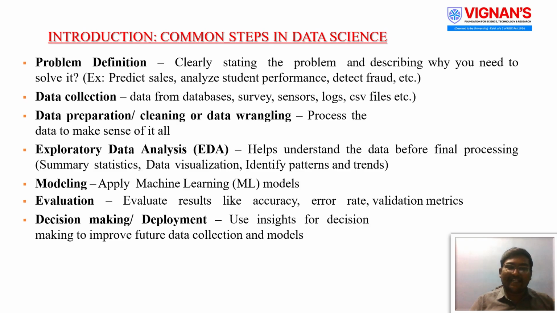Next is data collection. Data can be gathered from multiple sources such as databases, surveys, sensor systems, and CSV files also. The quality and relevance of the collected data directly impact the final outcome. Third step is data preparation, known as data cleaning or data wrangling. Here, raw data is processed by handling missing values, correcting errors, and transforming data into a usable format. This step ensures data is reliable and meaningful.